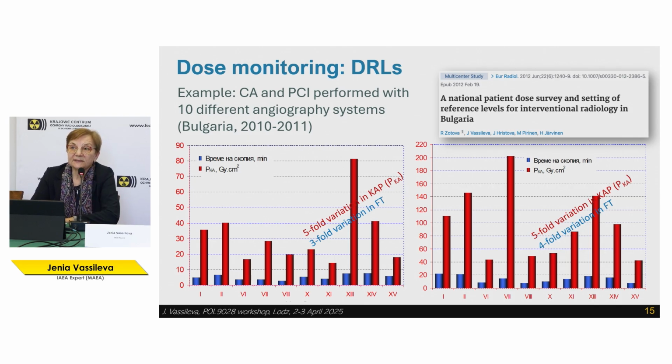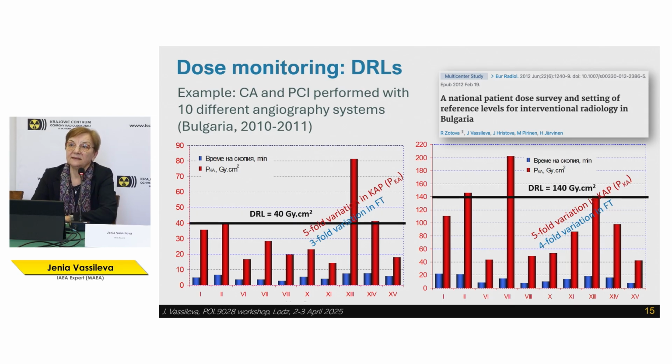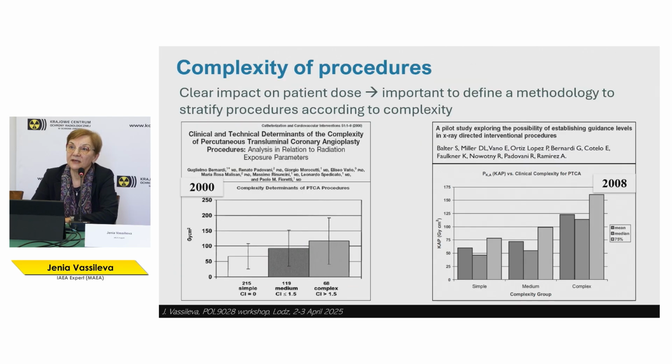So this is because of different practice, although there is another factor that influences. And we set DRLs at that time: for CA it was 40 gray centimeter square, for PCI it was 140. Then there was a second survey 7 years later, and the current DRLs are based on it, and now my colleagues are planning a third survey.